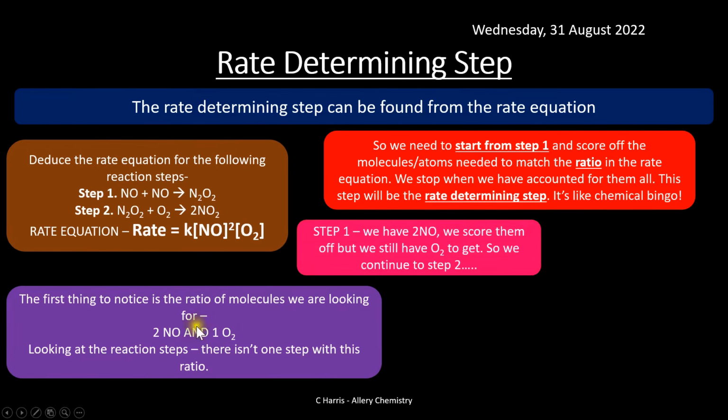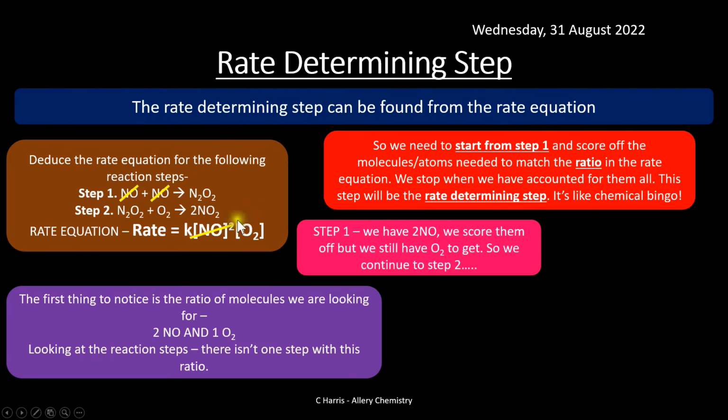So step 1, we have 2 lots of NO. We're going to score them off. So we're going to go 1, 2. So we've got rid of them. So that's the first thing. We're still looking for an oxygen though. So we need to keep going. So this is not the rate determining step. So we continue to step 2.